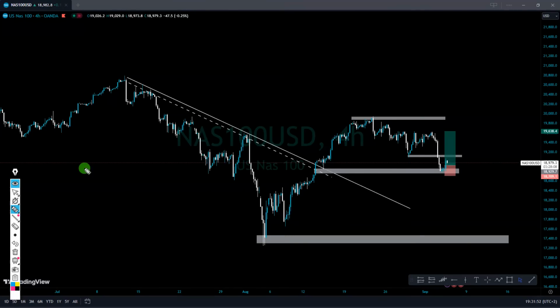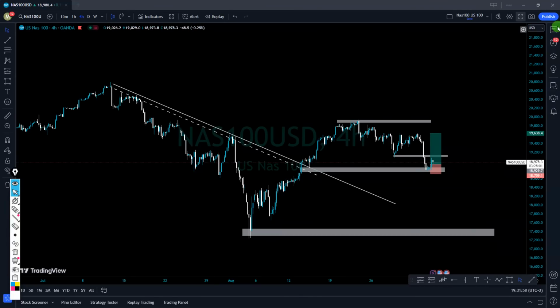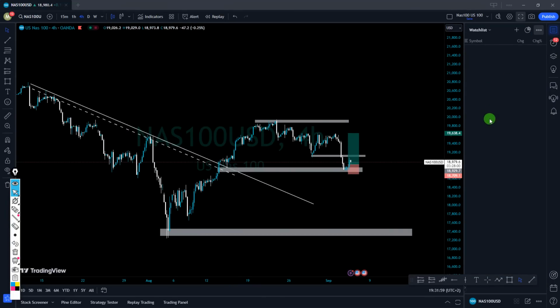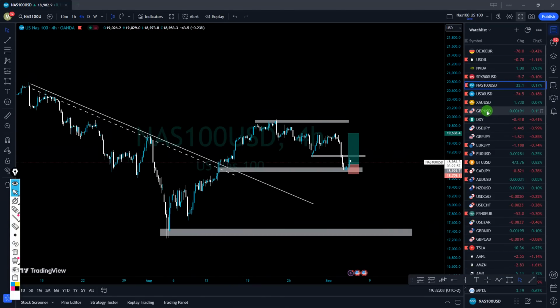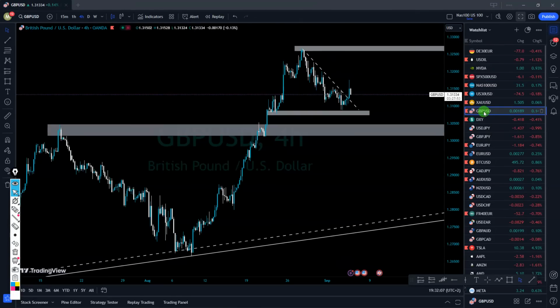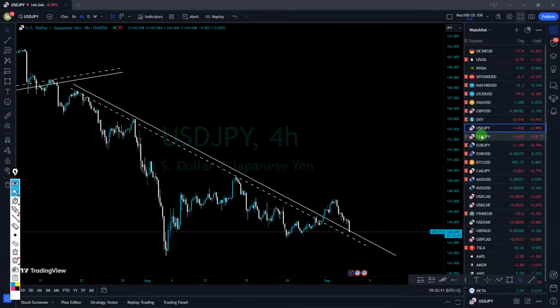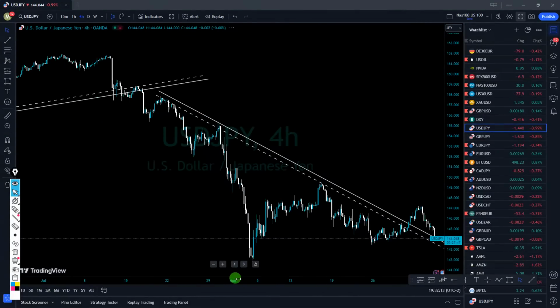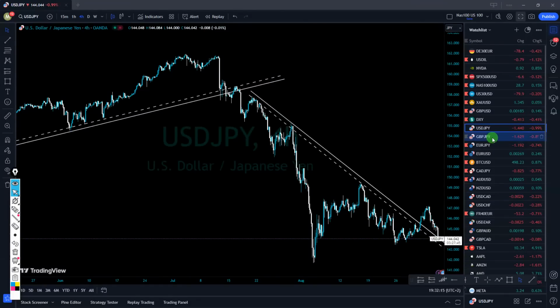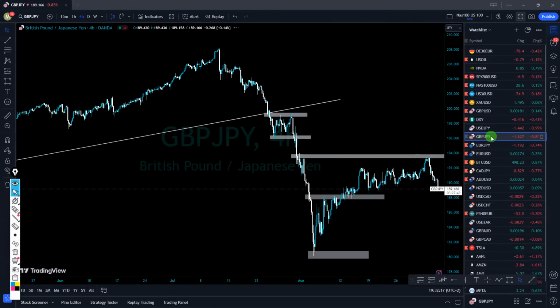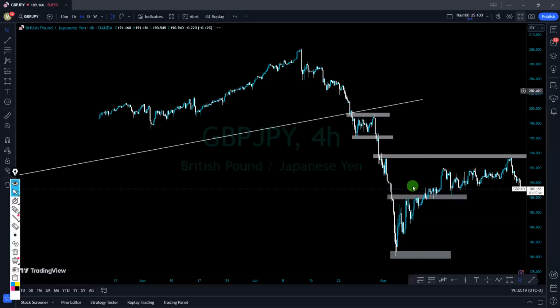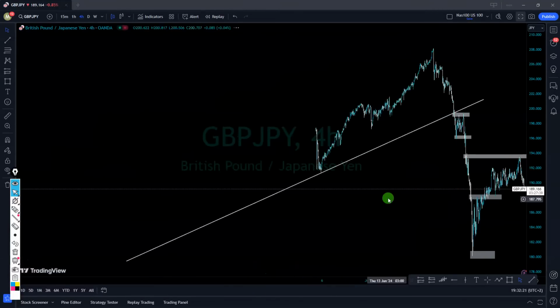You see. So let me check this. I think we have some very nice structures on USD JPY and the other ones. GBP, okay, not GBP JPY. Okay, so I think last week I did show you this.